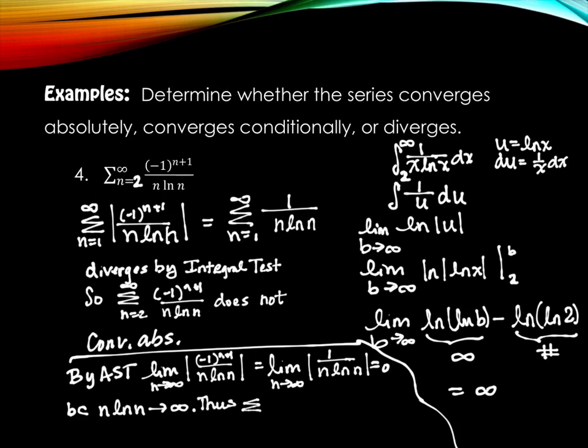Thus, the series from n equal 1 to infinity of negative 1 to the n plus 1 over n ln n converges how? Conditionally. Or you could say it is conditionally convergent.